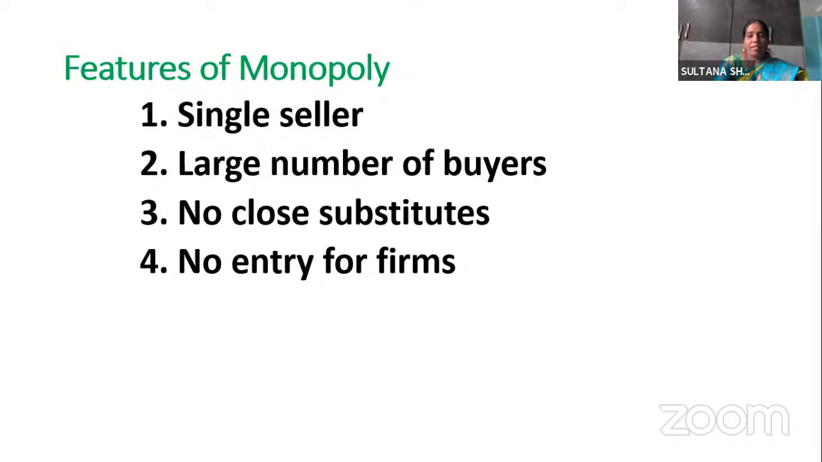By observing the features of monopoly, we can understand what is the meaning and what are the features of monopoly. Based on this monopoly definition, the first feature is single seller. Single seller means only one seller. But buyers are large number of buyers. Single seller, large number of buyers. Here competition among the buyers we can observe.